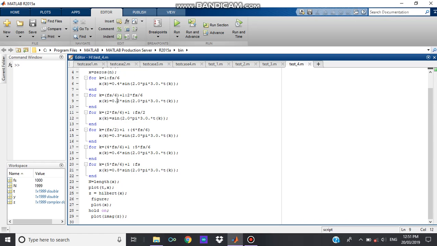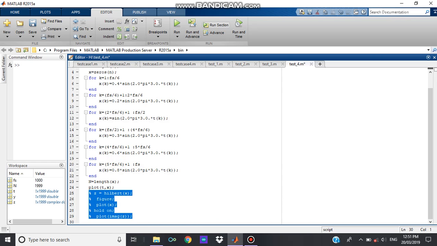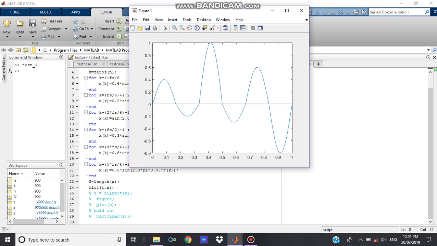We can just observe the signal. So this is the signal I've taken, the signal with different amplitudes but the same frequency.